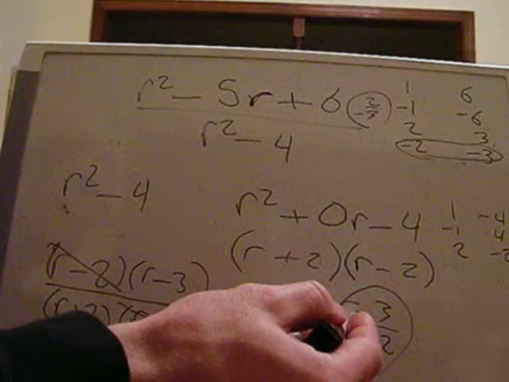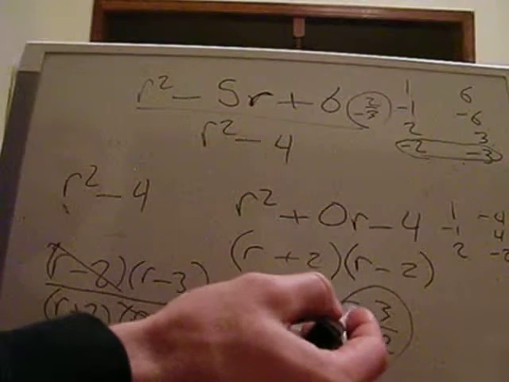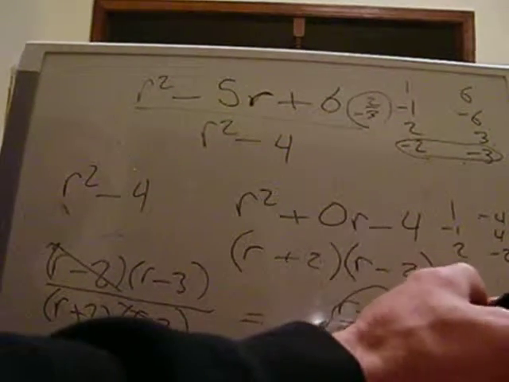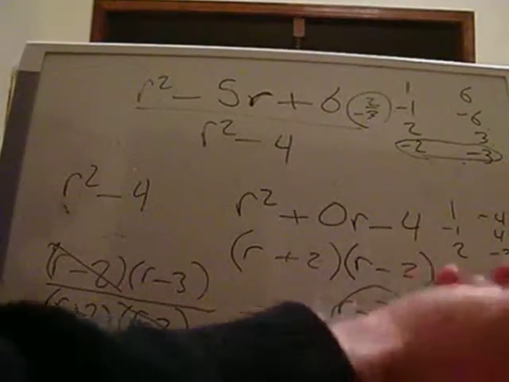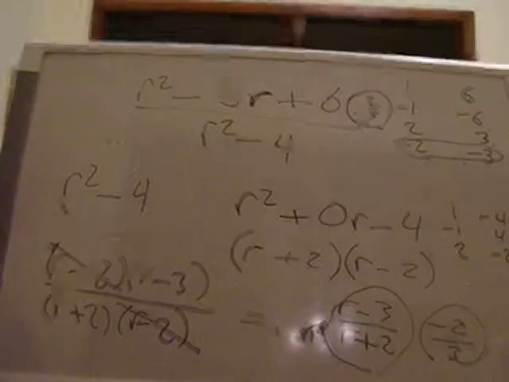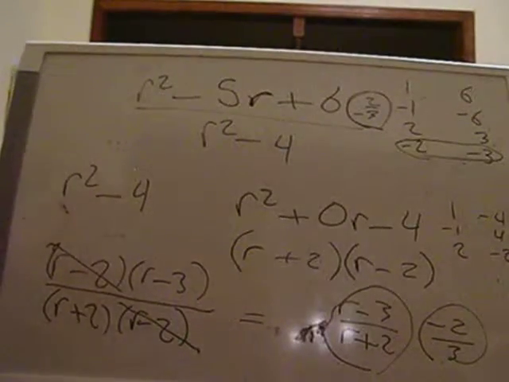Well, let's plug it in here. And we have r equals 1. 1 minus 3 is negative 2. 1 plus 2 is 3. Negative 2/3. So you know that it worked. It means the same thing. Okay, there you go.